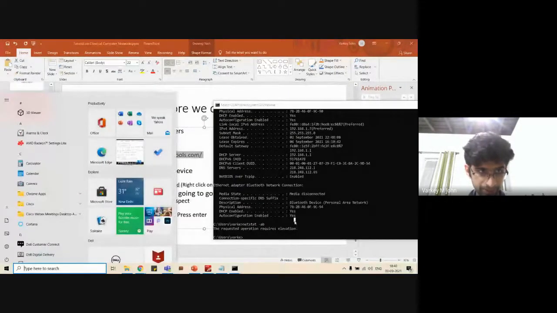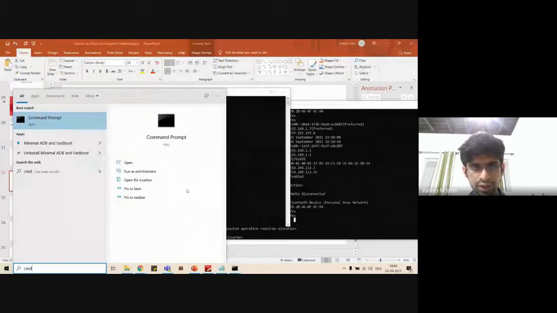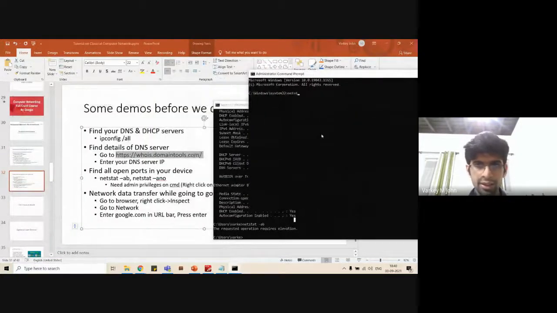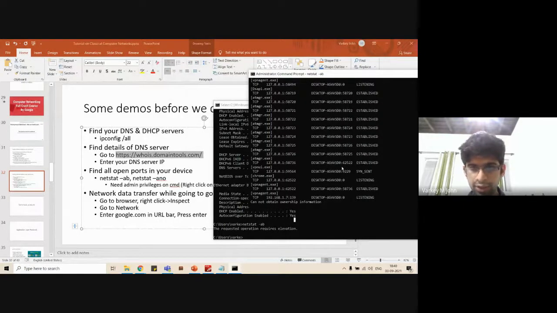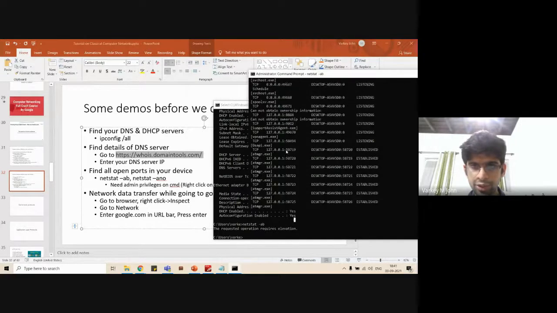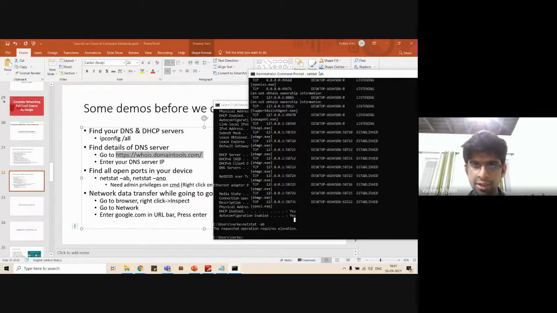You can go to Windows CMD, right click on this, and then click run as administrator. So now it's in administrator mode. Now you can write the same command again, netstat -ab. Then it gives all the ports that are open. So these are the ports that are open, and 0.0.0.0 means that it is listening to other devices.